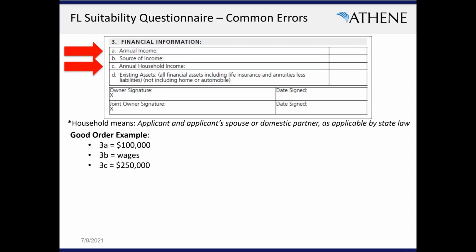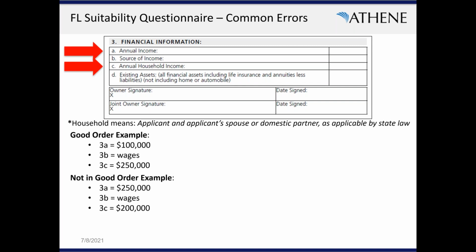Another common error that we see is that the values are not consistent. A good, in good order example of this question is that the owner has $100,000 in annual income, their annual income source is wages, and the annual household income is $250,000. That's perfectly acceptable. What we would assume at that point is that they have a spouse who meets that household qualification, who earns an additional $150,000 a year, giving a total household income of $250,000. That's a perfectly acceptable answer.